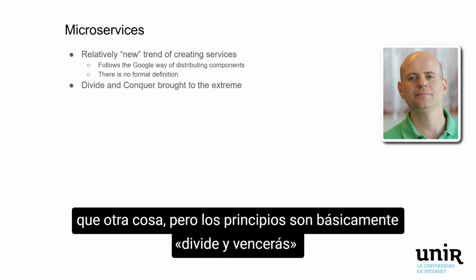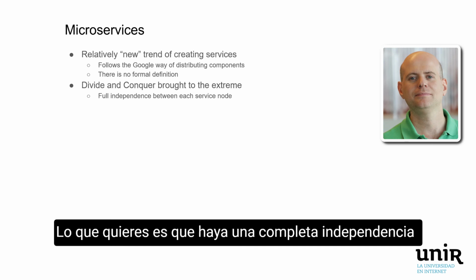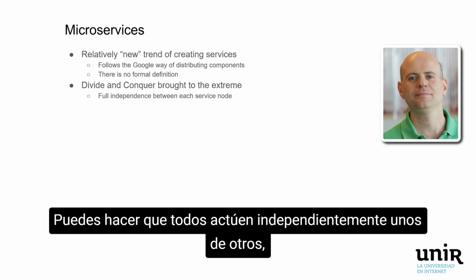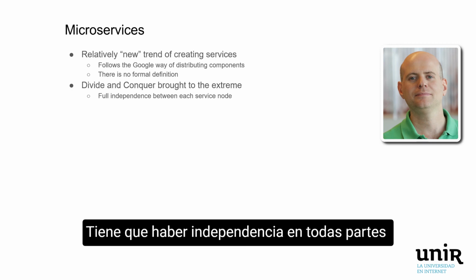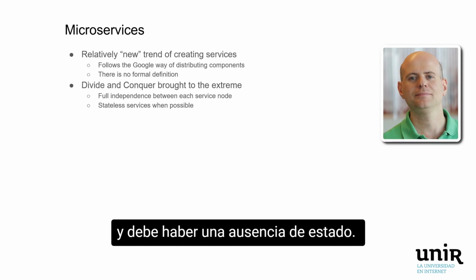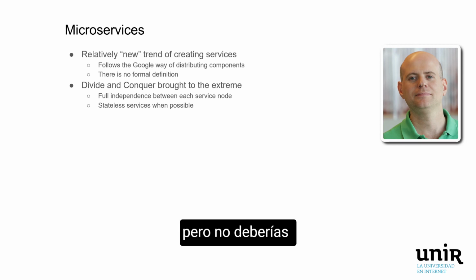But the principles are basically take divide and conquer and bring it to its extreme consequences, right? So you want to have full independence between each individual service node, so you can make them act independently from each other. Even nodes that serve the same application, okay? You want to have independence everywhere. You want to have them stateless. Yes, you can have them stateful if you really truly want, but you really shouldn't.